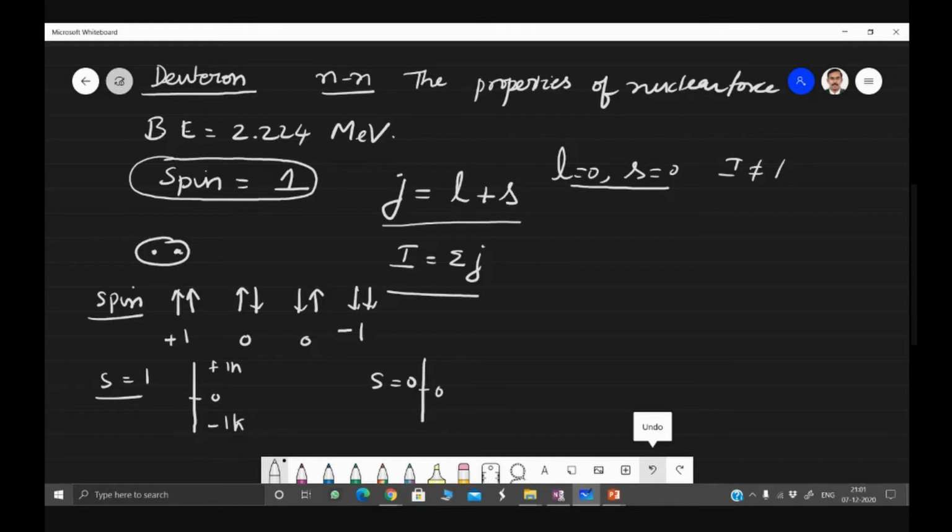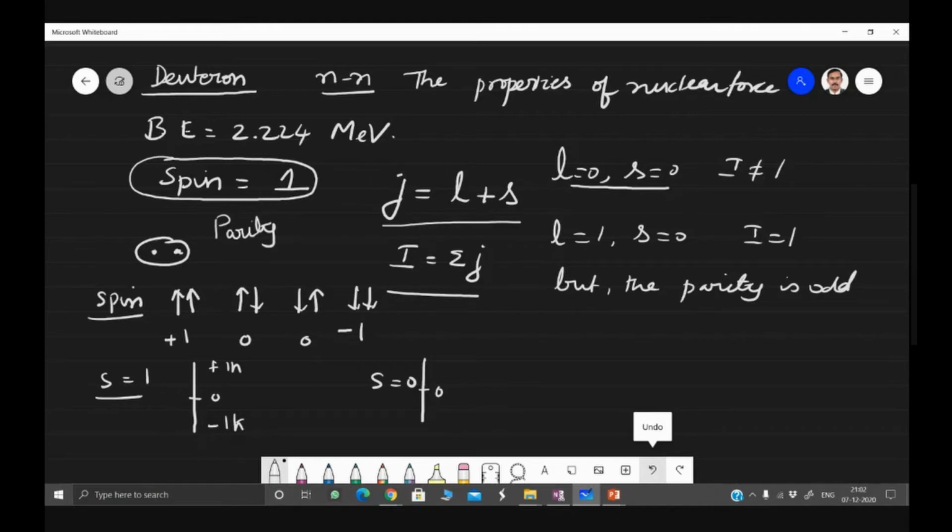And likewise, suppose L is equal to 1 and S is equal to 0. The spin may be 1, but in this case the parity is odd. The measured parity for the deuteron is even parity. For the deuteron, the measured spin is 1 and the measured parity is even.